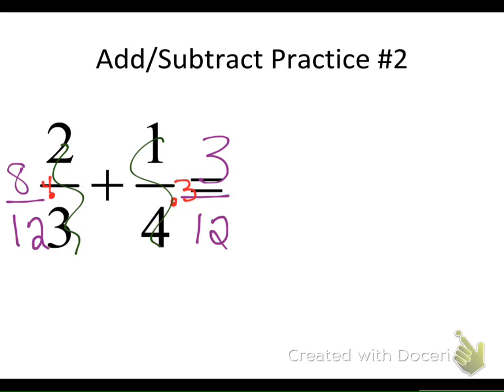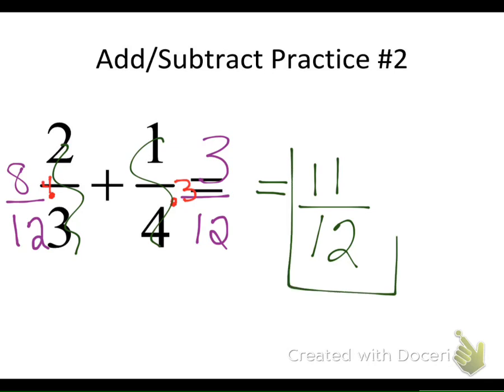So now step 1 is done. Step 1 took us a little bit of time. Now we can move to step 2. The denominators are the same, so I simply add the numerators. What's 8 plus 3? 11. Step 3, the denominators stay the same, so my denominator is 12. And step 4, simplify. Can I simplify 11 over 12? No, I can't. So this here is my final answer.